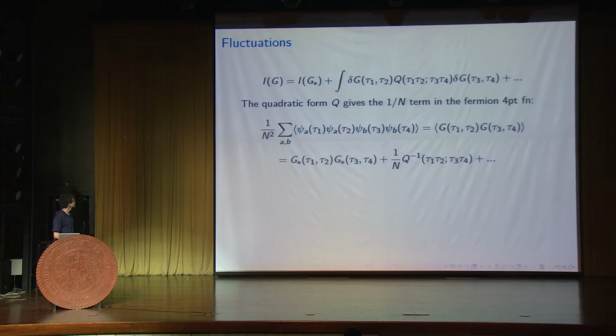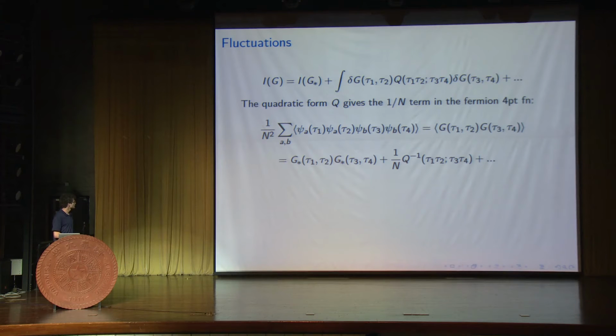What can we do with this? A nice thing to do is to compute the 1 over n term, so the leading connected term in the fermion 4-point function. Specifically, we consider this 4-point function where we have two fermions of type A and two fermions of type B, and we average over the choices of A and B. Using that red equation, this is a 2-point function of the G field. G is bilinear in the fermions, so a 4-point function of the fermions is a 2-point function of G.